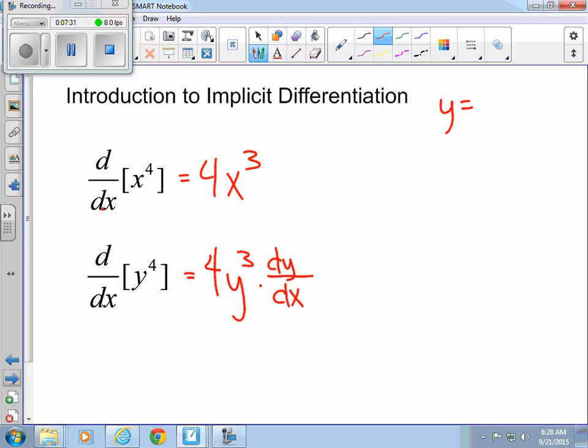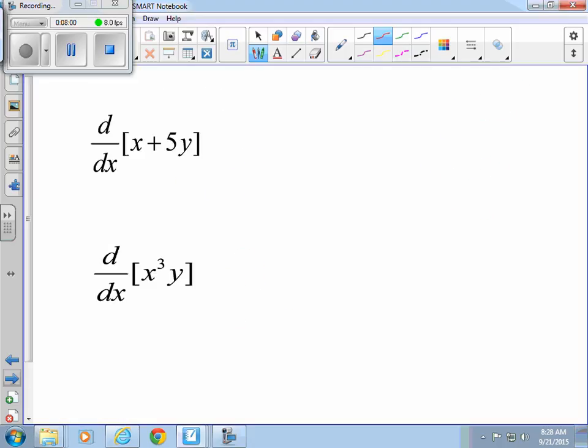Y could be 3x, right? I don't know what y is. If it were 3x, wouldn't you have 3x to the 4th power? In which case, when you did that derivative, you'd have to do a chain. So that's where this is coming in. Y is some function of x that I don't know what it is. So anytime I take a derivative with a y in it with respect to x, I'm going to have to do a dy dx. So that's newness.